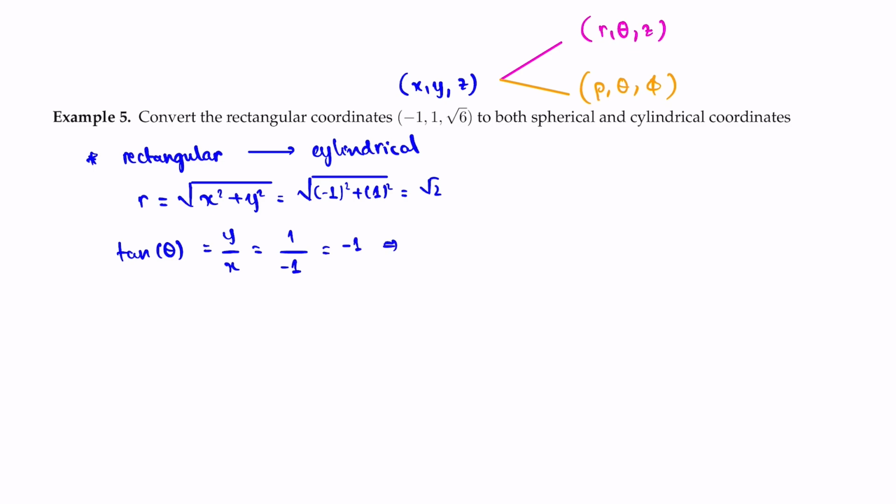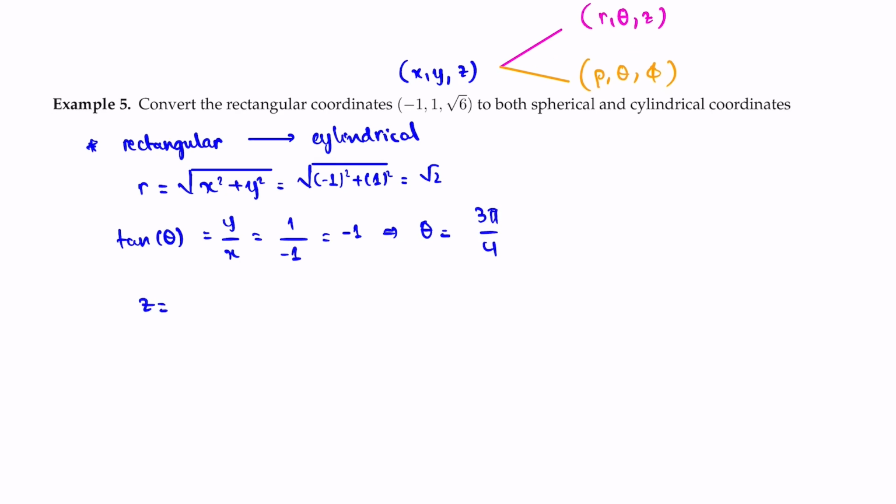So x is negative and y is positive, so the point (x, y) is in the second quadrant of the xy plane. Therefore, theta in that case is going to be equal to 3 pi over 4. And the z value is equal to the square root of 6. So the point (-1, 1, root 6) in cylindrical coordinates has the form root 2, comma 3 pi over 4, comma square root of 6.